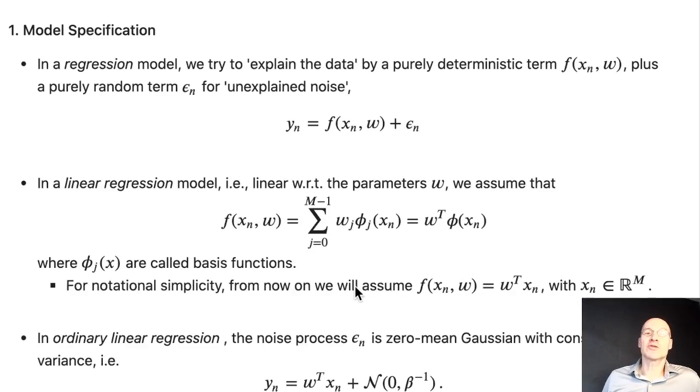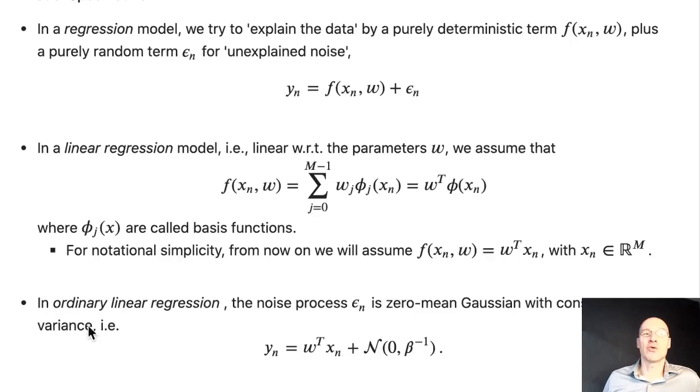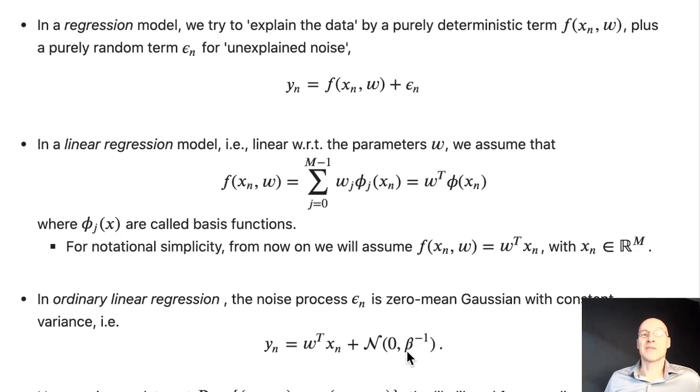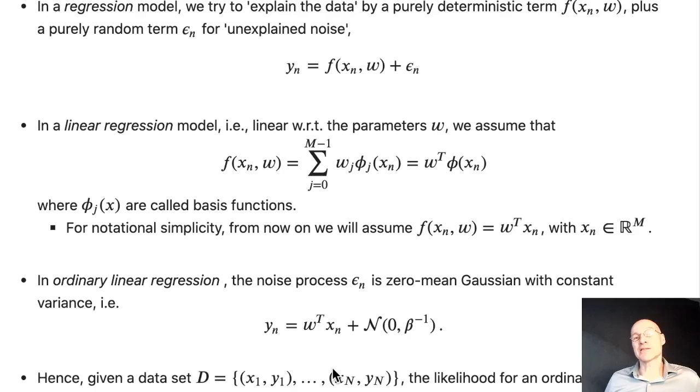Now, if we also assume that this noise term here is Gaussian, then we talk about ordinary linear regression. So we've really made it simple now. Y of n is just a linear function in W. For simplicity, we also keep it linear in x, but we don't use that. You may also see any kind of feature of x here, plus Gaussian noise. Okay, so that's our model. We have a data set, so let's proceed.